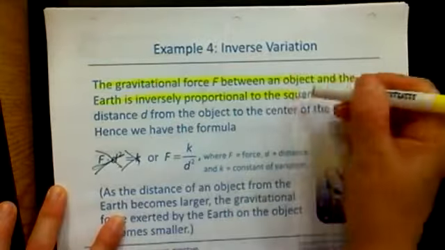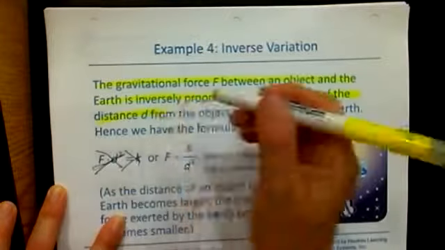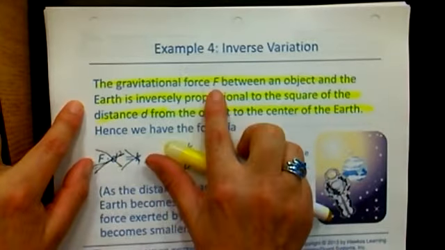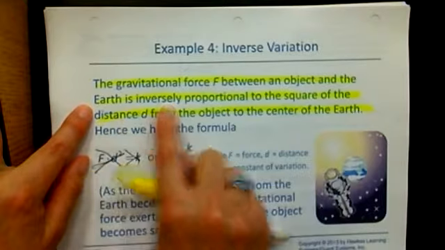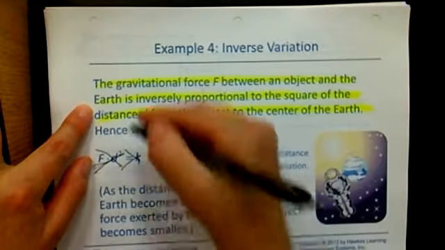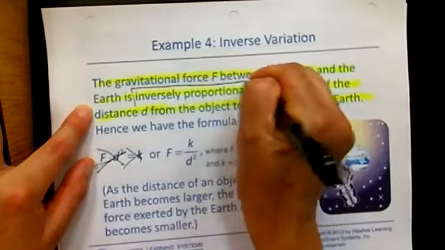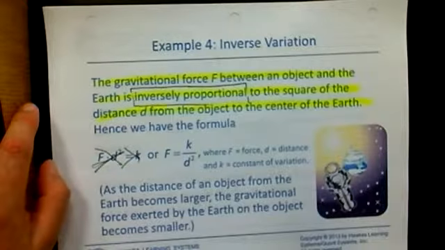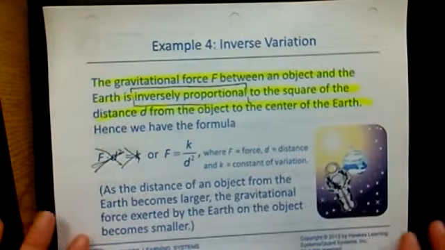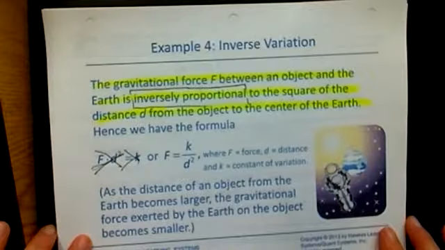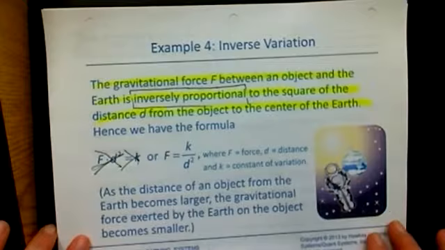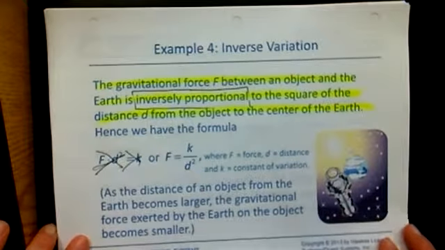If we look at that first sentence, notice it says the force F between an object and the Earth is inversely, so this is my key, inversely proportional to the square of the distance and then an object is from the center of the Earth. So that's the piece that we needed from that part. It says as the distance of an object from the Earth becomes larger, the gravitational force exerted by the Earth on the object becomes smaller. So we've got some changes going on there.